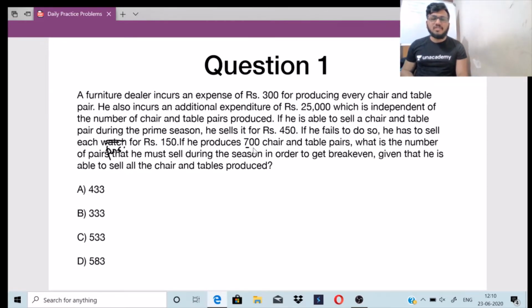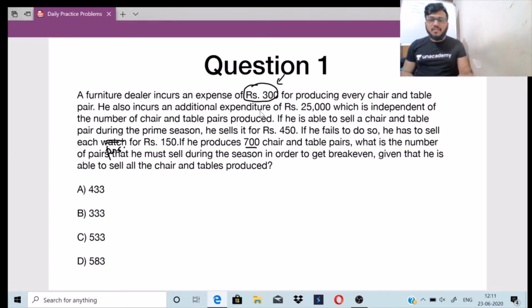If he produces 700 chair and table pairs, what is the number of pairs that he must sell during the season in order to break even, given that he is able to sell all the chair and table pairs produced? Okay, so this is a simple question once more. A furniture dealer has an expense of Rs. 300 for producing every chair and table pair. So the first thing we have to see here is, for producing every chair and table pair, it costs around Rs. 300 for this furniture dealer.